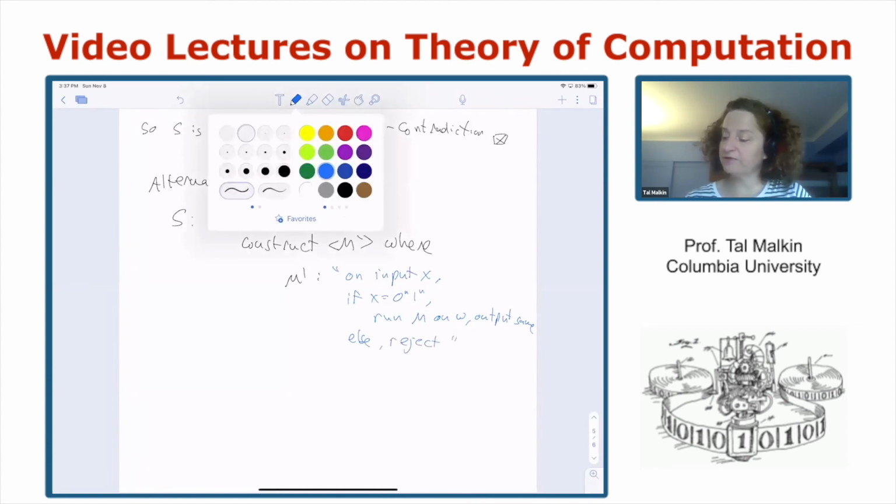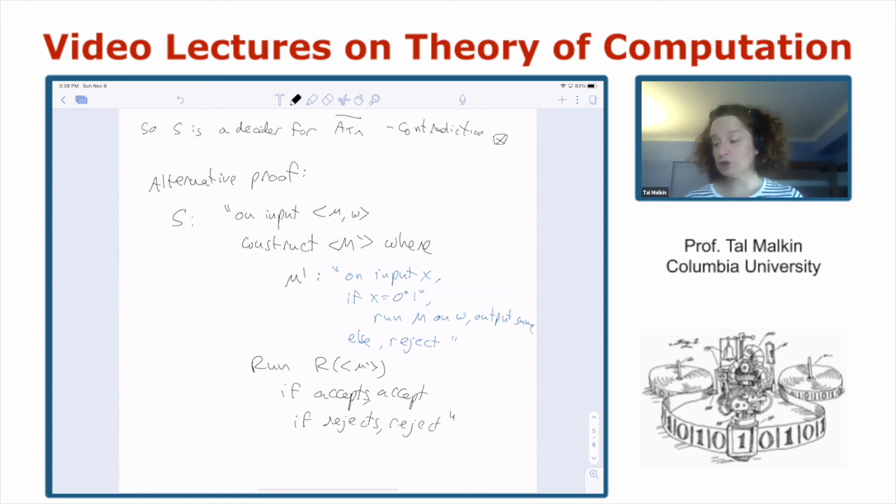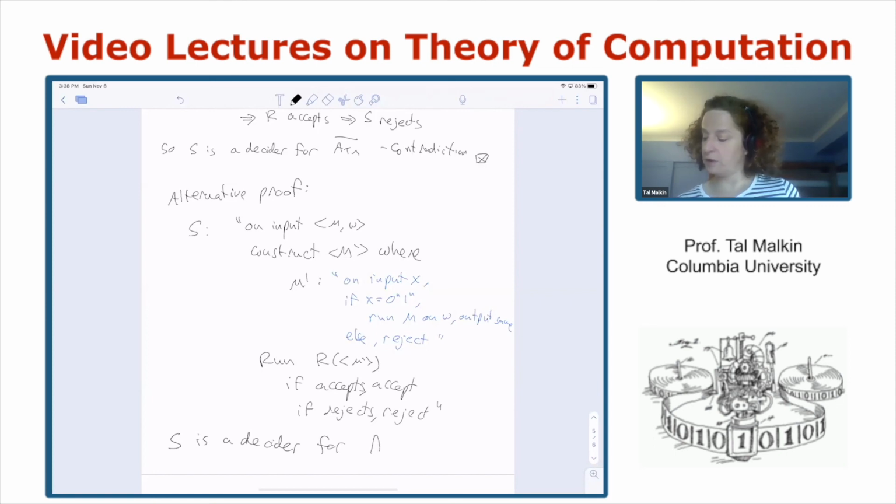So the reason I wanted to give you this alternative proof, let me just complete it. Now run R on M prime, and if it accepts, accept, and if it rejects, reject. You can show exactly the same way as above that S is a decider for ATM complement, and it's a contradiction.